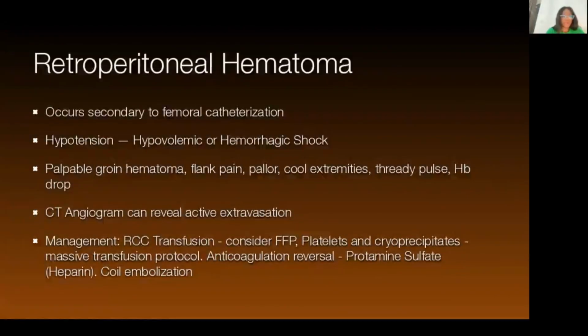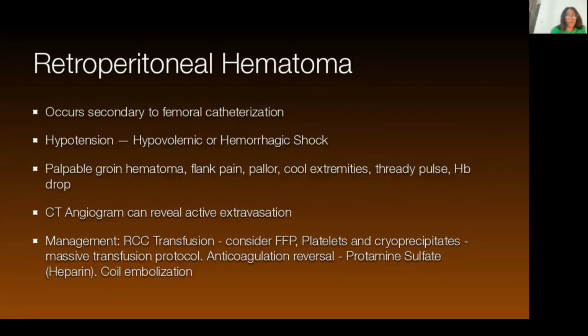So let's talk about retroperitoneal hematoma. During catheterization, when undergoing the PCI, there could be a puncture to the vessel, which will lead to extravasation of blood into the peritoneum. Now, you notice that the patient becomes hypotensive and rapidly goes into hypovolemic or hemorrhagic shock. On physical examination, you might notice that they have either a palpable groin hematoma or flank pain.